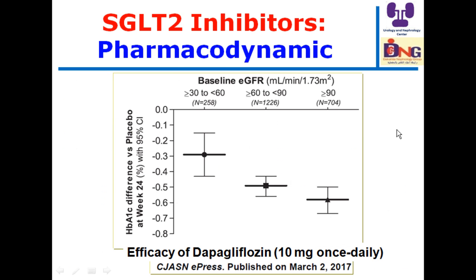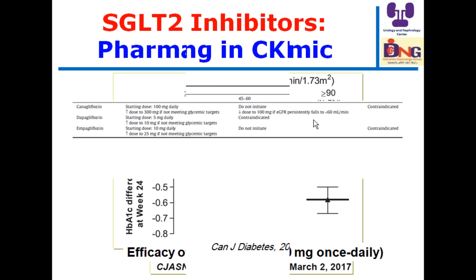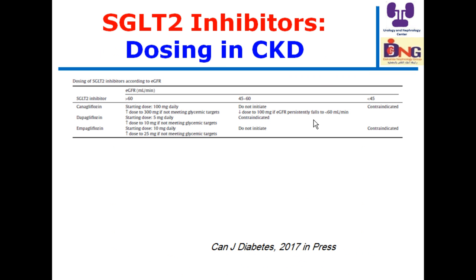Here just one or two points in this class. If estimated GFR is drastically reduced, the effect of these drugs on A1C is reduced. So to use these drugs to be friends, we should use them in early phases of diabetic kidney disease with preserved GFR. So here, if estimated GFR is less than 45 ml per minute, the major drugs in this class should not be used.